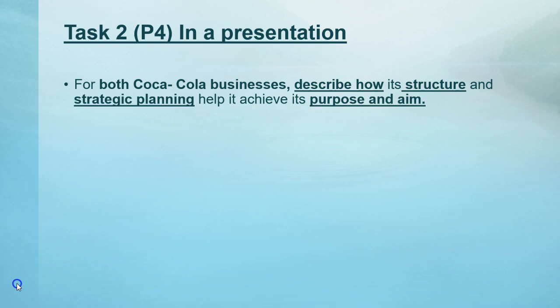So that's P3. P4 is quite straightforward. It's basically: describe, for both businesses, Coca-Cola and SGS, how its structure and strategic planning help achieve its purpose and aims. So you need to look at the strategic planning and how the structures help achieve that for both businesses. It will help if you use the workbook, because there are some good tips and aims to have a look at there.